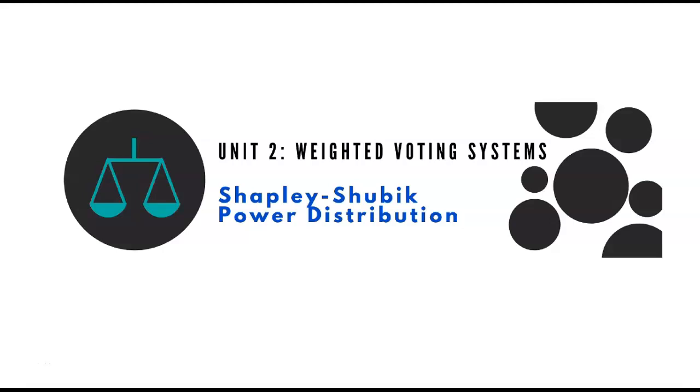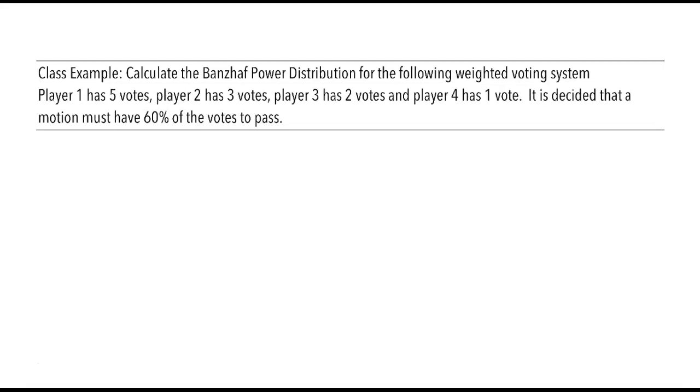Unit 2 is all about weighted voting systems, and in this lesson we're going to talk about calculating the Shapley-Shubik power distribution. Here's our class example for this unit, but this time instead of calculating the Banzhaf power distribution, we're going to calculate the Shapley-Shubik power distribution. In order to do that, we're going to need to learn about sequential coalitions.